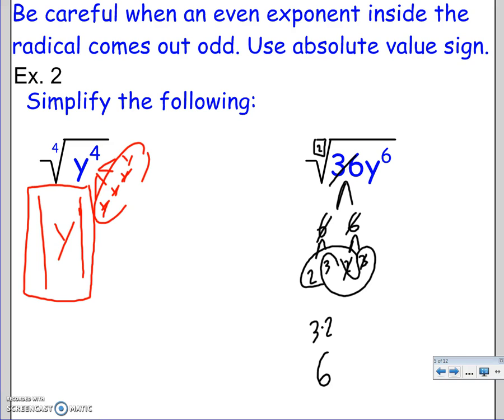So that's really 6. And y to the 6th, I just do the shortcut. 6 divided by 2 is 3. Now again, it went from even number inside to odd number outside. So I need absolute value sign on that. That's our answer. Now also, if the number is nice, like 36, you could save time and just take 6 out, because 6 times 6 is 36. But you always have the option of breaking it down.